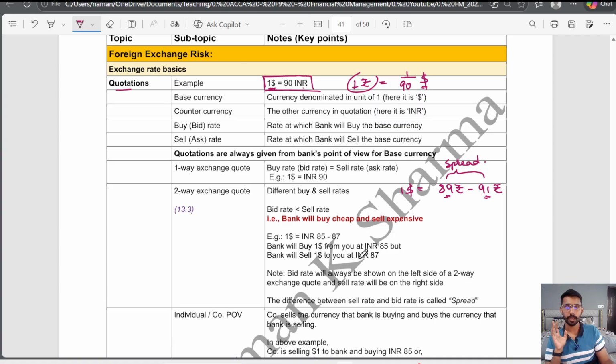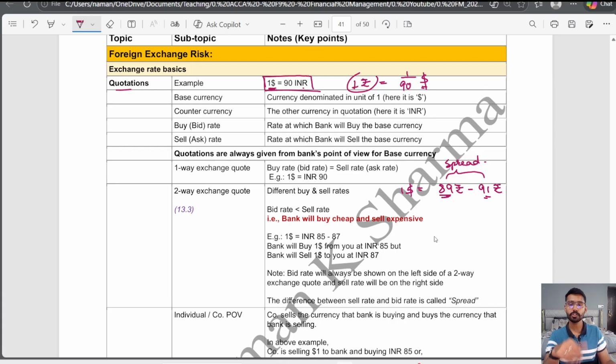What will the bank do now? You are entering into a transaction. You will receive dollars from your customer and give them to the bank. The bank will buy the base currency. The bank will buy the dollar, and the bank is selling the rupees. So in this case, you will take 89.